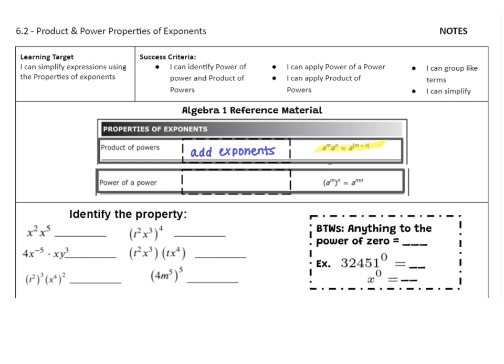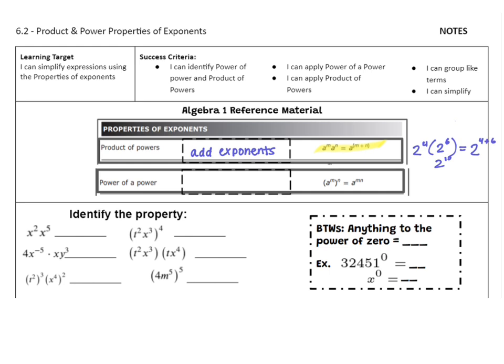For example, let's do 2 to the 4th power times 2 to the 6th power. Since I'm multiplying those, they have the same base of 2. I can add my exponents, so it ends up looking like 2 to the 4 plus 6 power, which is 2 to the 10th power. Those are going to be the exact same thing.